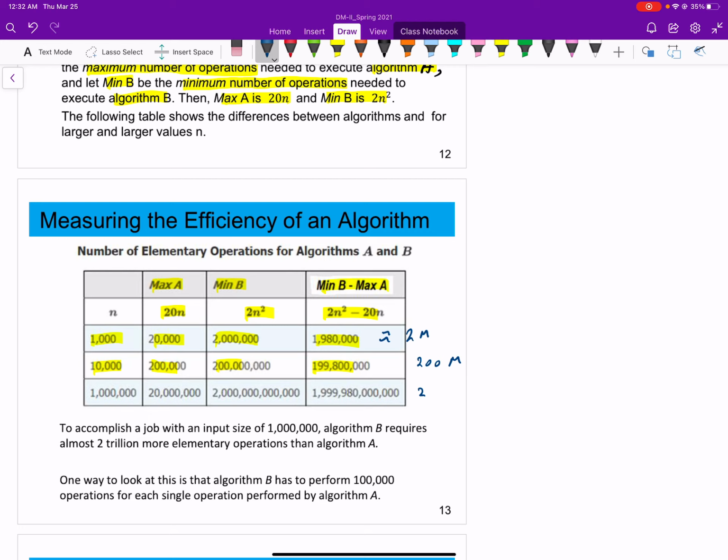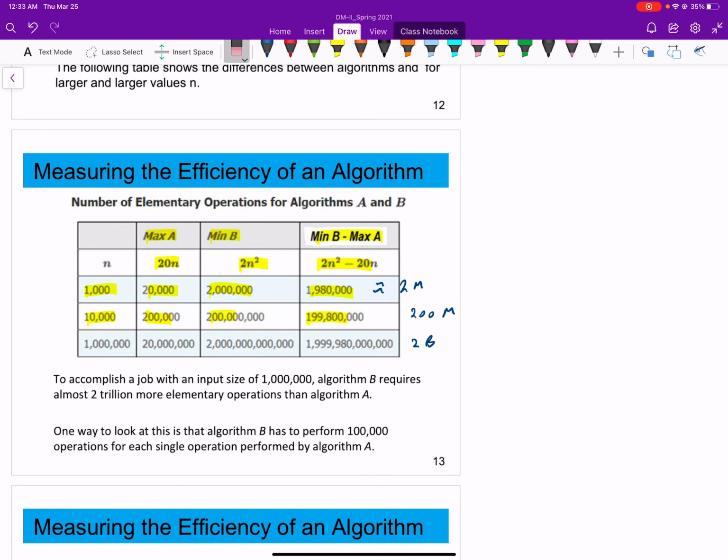In the next case, give me a second, this is millions, billions, okay, 2 billion. So these are the corresponding differences. Now you see that when the input size is getting bigger, these numbers are getting huge.